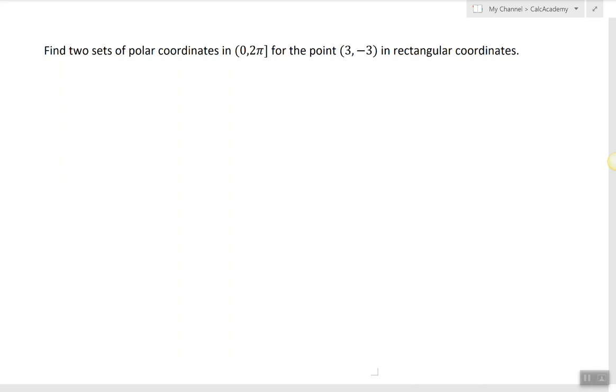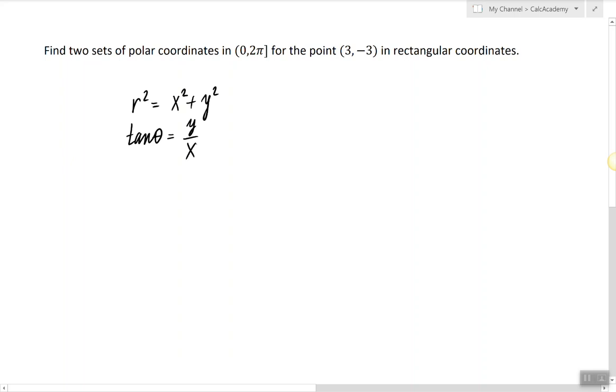In this video, I will show how to convert rectangular coordinates into polar coordinates. And to do that, we have to remember the following relations between the polar coordinates and rectangular coordinates. r squared is equal to x squared plus y squared, and tangent theta is equal to y over x.